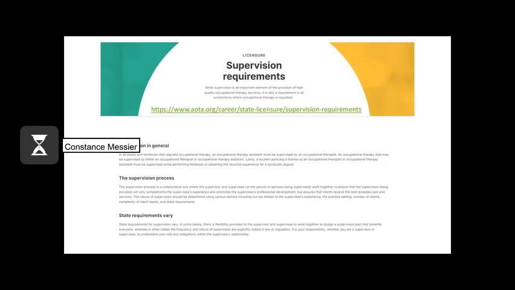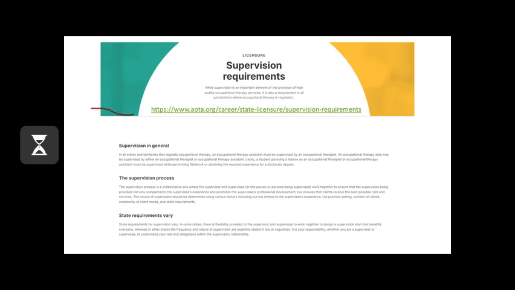I recognize that the text on this slide is a little bit small. You can expand your view, I think, in VoiceThread to full size tab if you need to see it large. Again, this is information that has been provided to you in OTA 111, supervision requirements, and I've brought in the supervision requirements right from the AOTA website. So here, if you click on this link, you can visit this page.